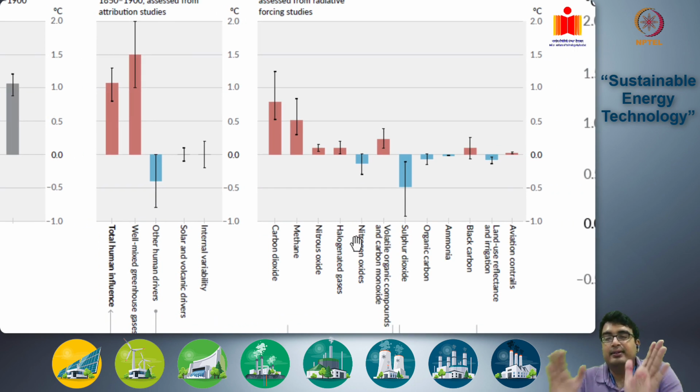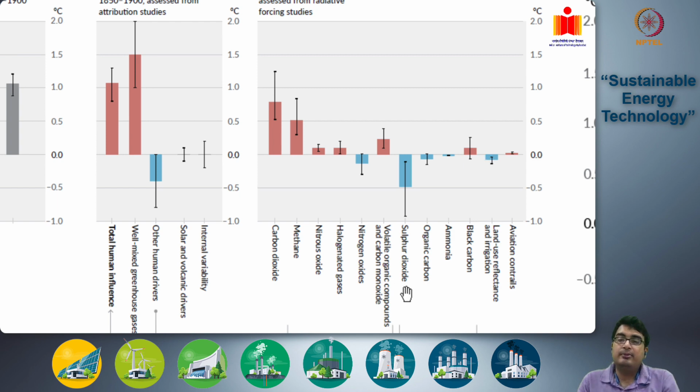And here are the individual contributors to the cooling and the warming effect and their impact. The largest heating is carbon dioxide, which has led to a warming of around 0.65 degrees centigrade, followed by methane, which has led to a warming of around 0.5 degrees centigrade. Then you have the volatile organic compounds and carbon monoxide, which have caused a warming of around 0.2 degrees centigrade. Then you have the halogenated gases and nitrous oxide, which have caused a warming of around 0.05 or 0.1 degrees centigrade. There is also another pollutant called black carbon.